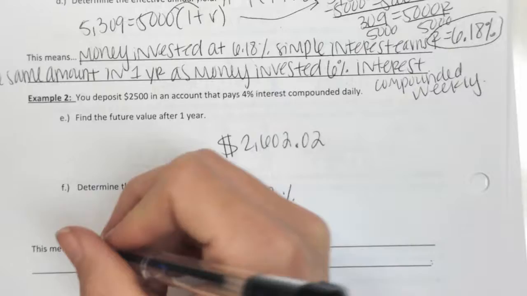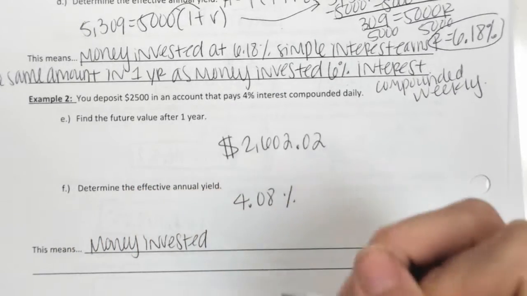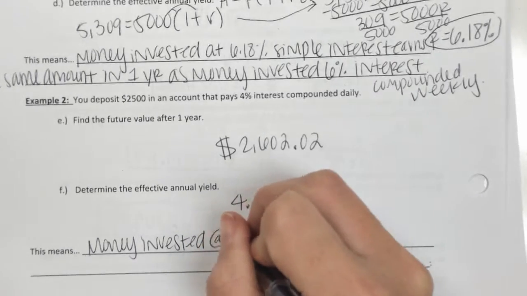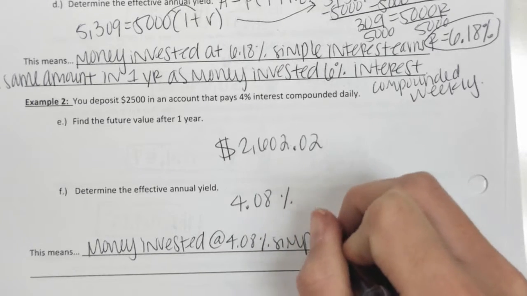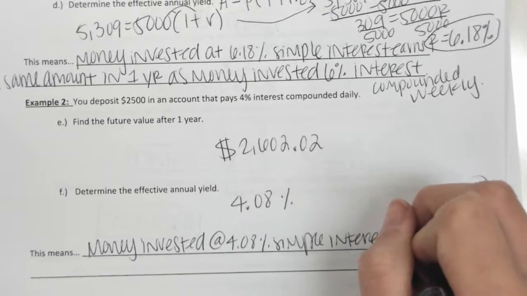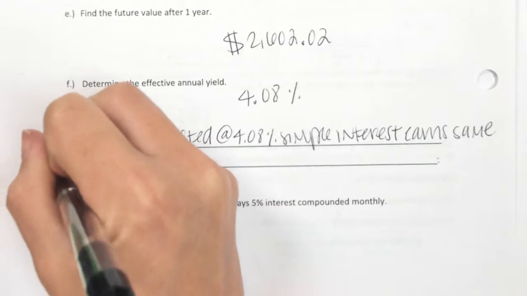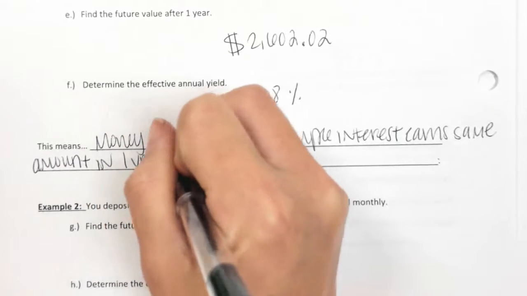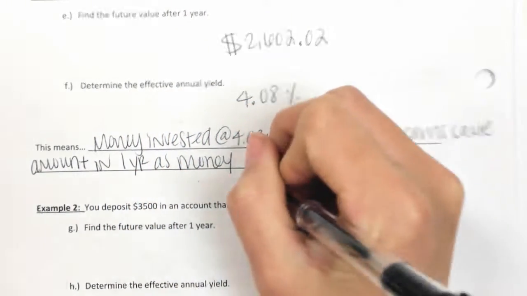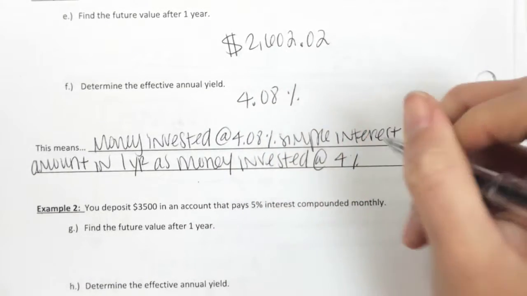So what does this mean? Money invested at 4.08%, simple interest, earns the same amount in 1 year as money invested at 4% compounded daily.